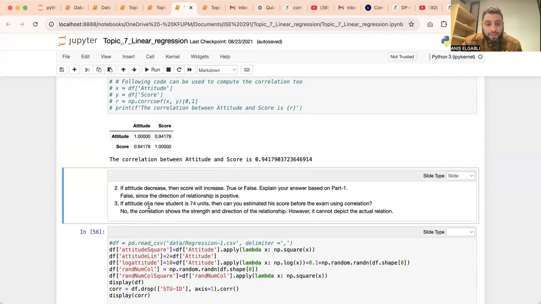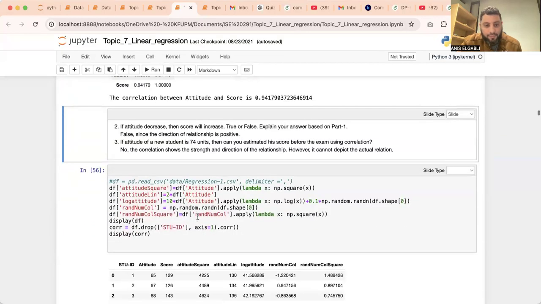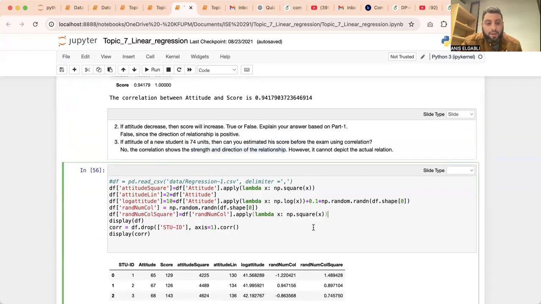And as I said, if the attitude of a new student is 74, using the correlation, we cannot predict what will be the value of the score. As I said, the correlation can only show the strength and the direction of the relationship. Now, I added this here to emphasize more on this correlation and scatter plot, because they are important towards building a model here.